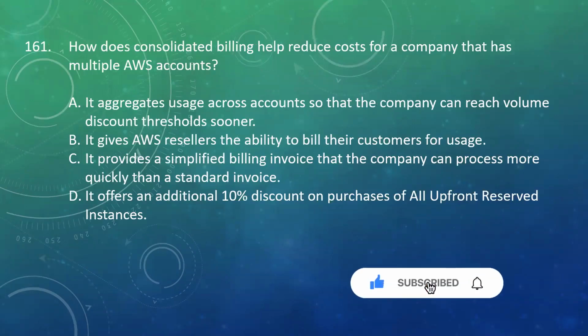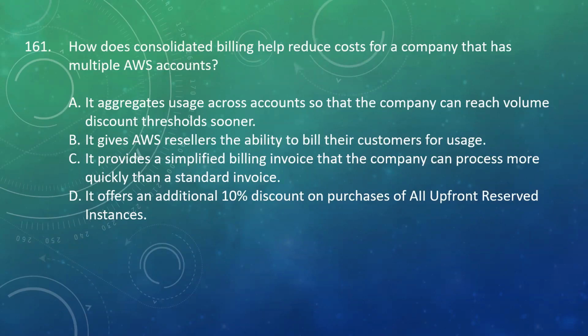Question number 161. How does consolidated billing help reduce costs for a company that has multiple AWS accounts? It aggregates usage across accounts so that the company can reach volume discount thresholds sooner. It gives AWS resellers the ability to bill their customers for usage. It provides a simplified billing invoice that the company can process more quickly than a standard invoice. It offers an additional 10% discount on purchases of all upfront reserved instances.